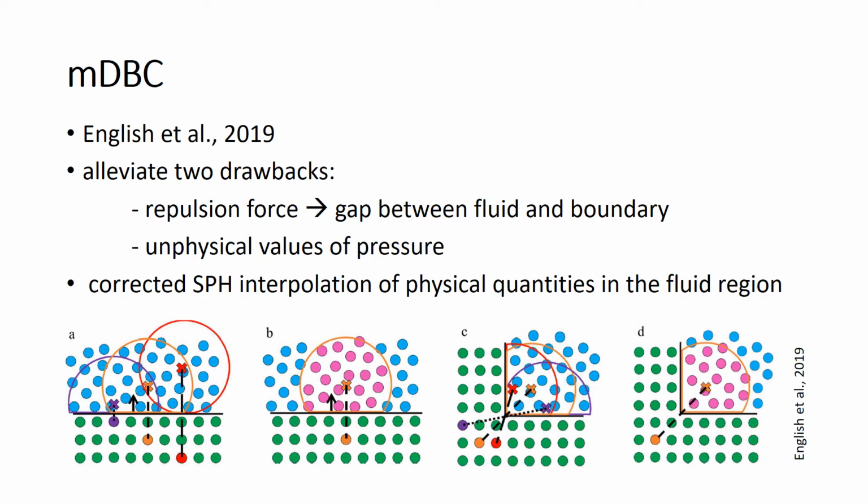The use of modified dynamic boundary conditions described by English et al. alleviates two drawbacks: large repulsion force generated by the boundary particles leading to a gap between fluid and boundary, and the unphysical values of pressure computed for those boundary particles. The modified approach uses a technique based on a corrected SPH interpolation of physical quantities in the fluid region. In our case, modified dynamic boundary conditions are necessary due to a complex geometry, where even relatively small changes can affect the flow pattern quite significantly.